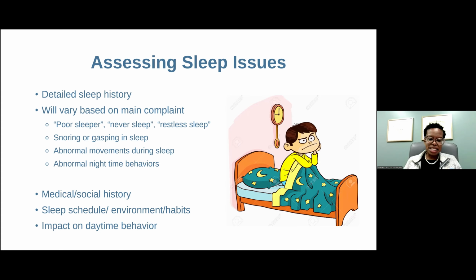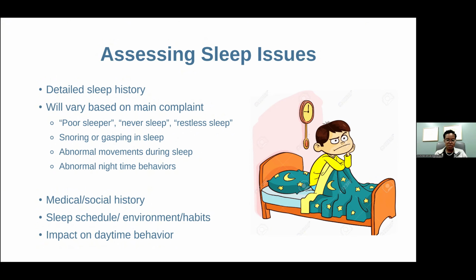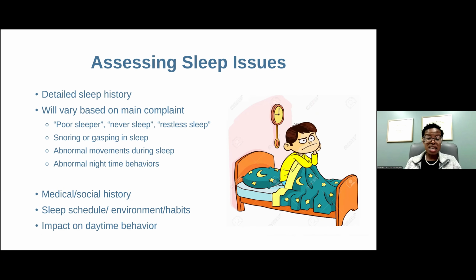And then we want to take a detailed medical as well as social history, right? What's the home setting like? Are there other medical conditions? Their sleep environment, their sleep schedule. This is so important because many children don't get enough sleep because the parents were not aware that they needed a certain amount of sleep.